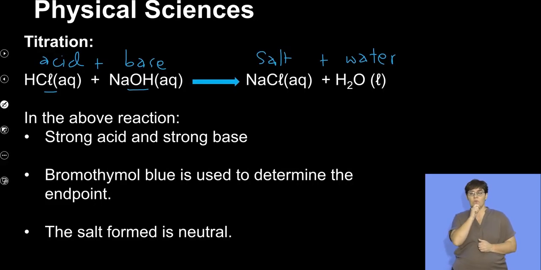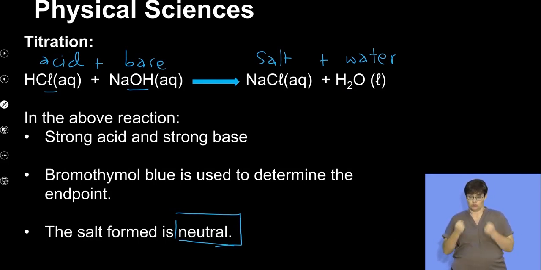So bromothymol blue is used to determine the endpoint. The salt that is formed is actually neutral. What do we mean? Because with a strong base and a strong acid, when they react completely, the salt that is formed is going to be neutral. So we want to qualify that statement to say the salt that is formed here, which is sodium chloride in that solution, is going to be neutral, provided all the strong acid and the strong base are reacted completely.